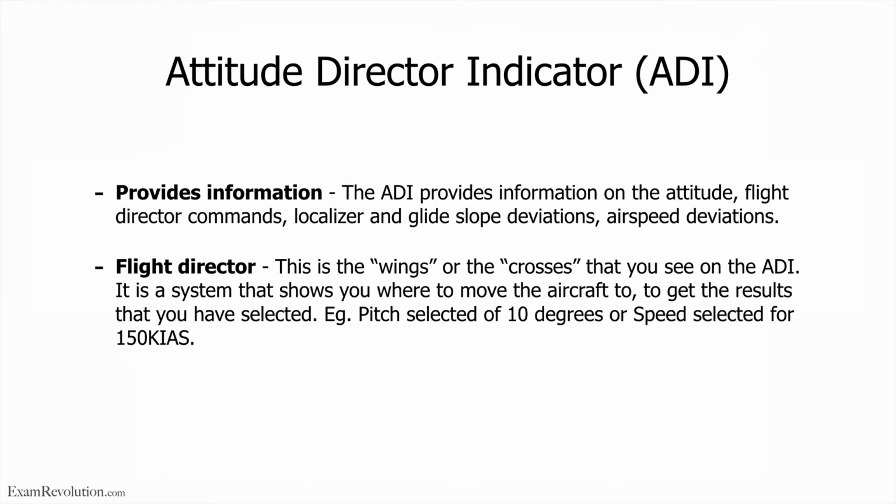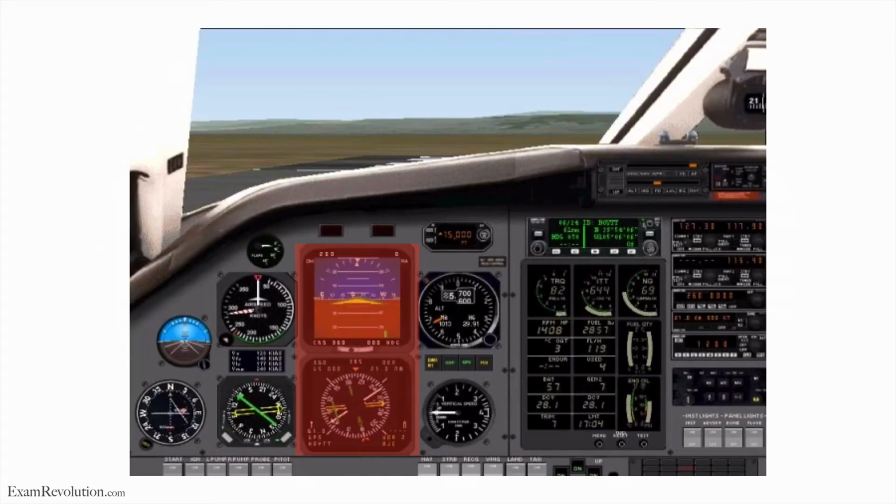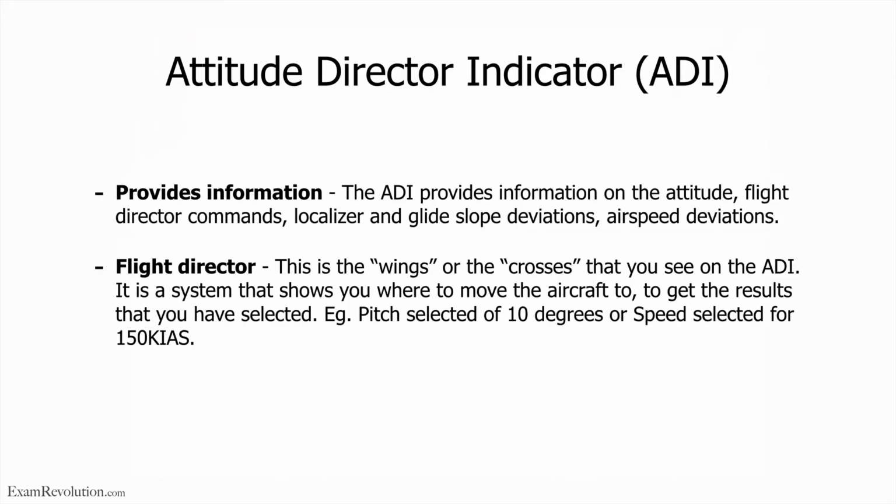So let's talk about the ADI. Now this is basically the PFD. This is the top one, it's this guy over here. So PFD, primary flight display, or ADI. The ADI provides information on the attitude. The flight director commands the localizer and glide slope deviations, and then airspeed deviations as well.